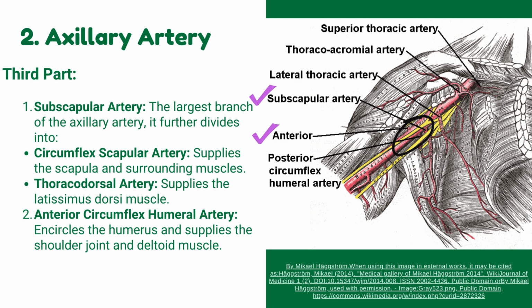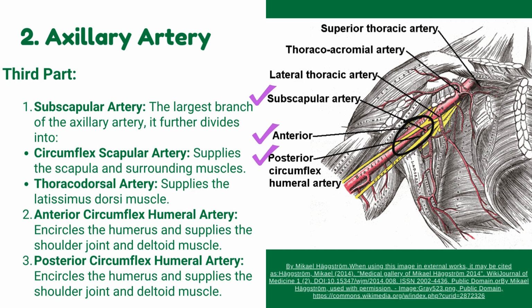Anterior circumflex humeral artery encircles the humerus, and supplies the shoulder joint and deltoid muscle. Posterior circumflex humeral artery encircles the humerus, and supplies the shoulder joint and deltoid muscle.